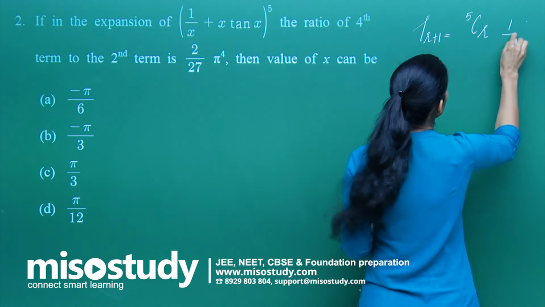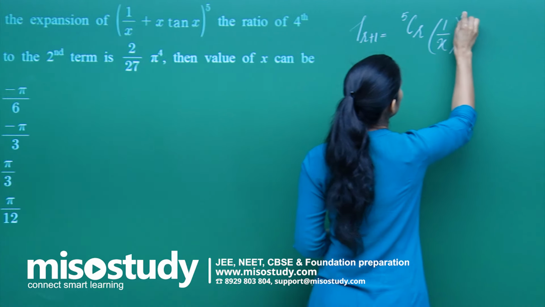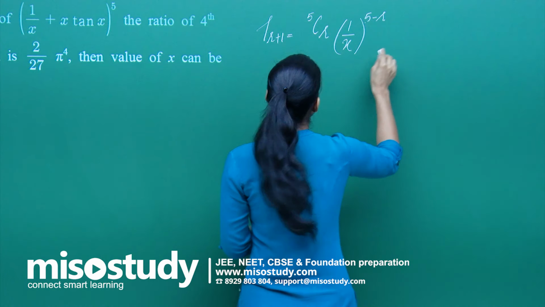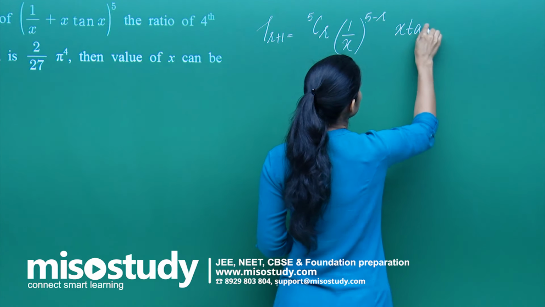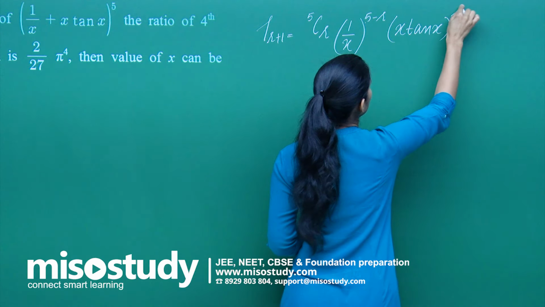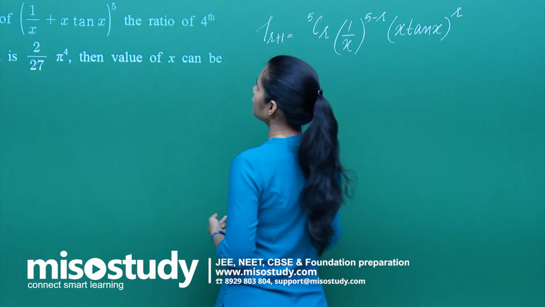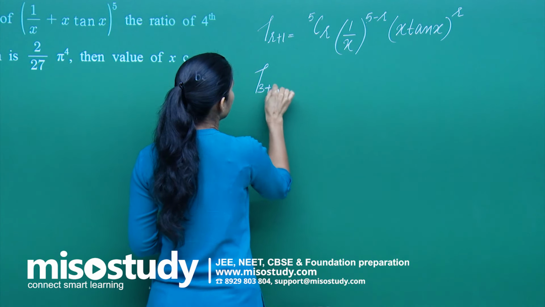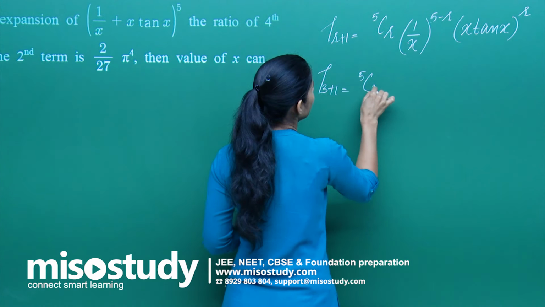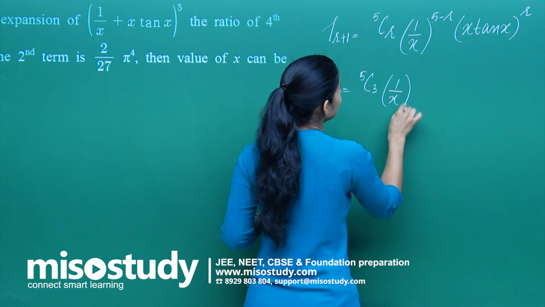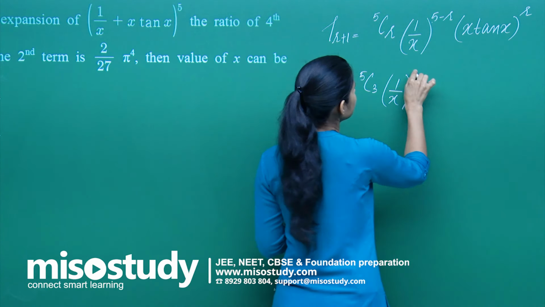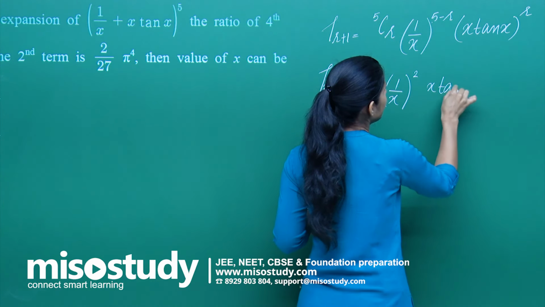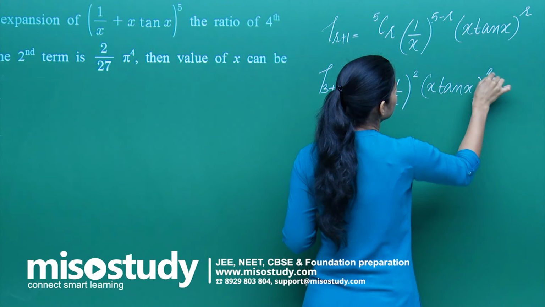5cr (1 by x)^(5 minus r) and (x tan x)^r. So you have the ratio of the 4th term to the 2nd term. What is the 4th term? The 4th term is 5c3 (1 upon x)^(5 minus 3) (x tan x)^3.